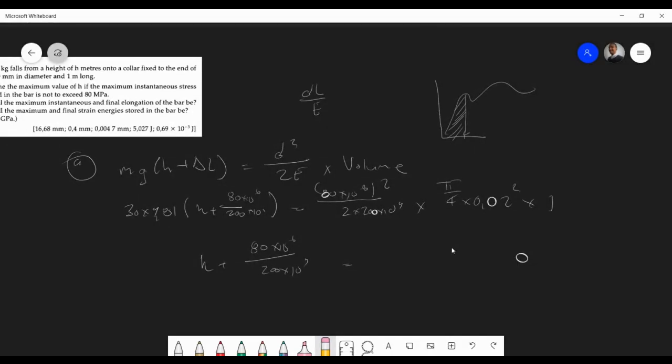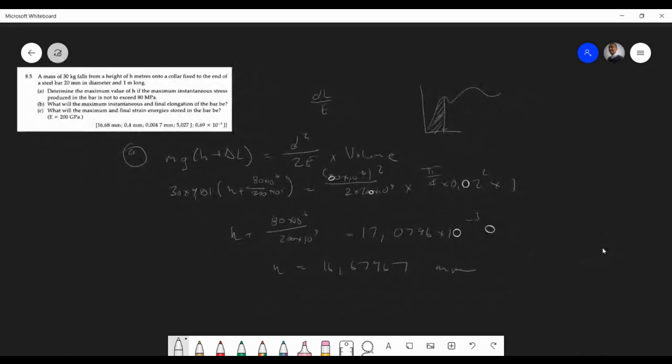Yes, there we go. Looks a lot better. 30 times 9.8, so I get this. I'm hoping this is right. 0.96 times 10 to the negative 3. And of course, I'm just carrying that over. And this one is not squared now. If you get that, you carry this over, your height should be 16.67967 millimeters. Okay, so that's the answer there.